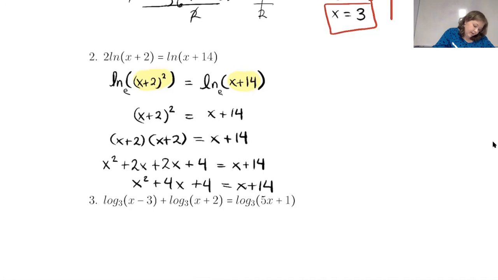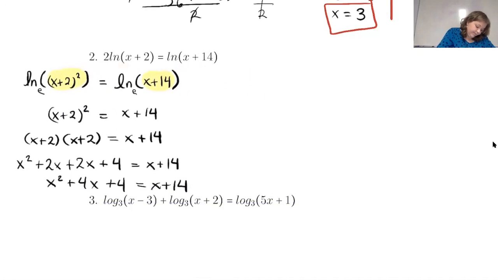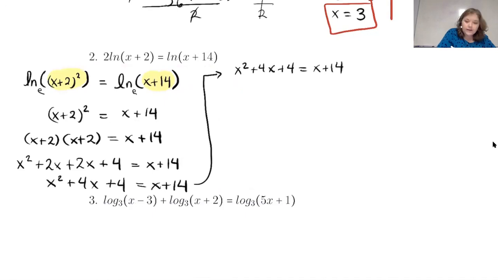Okay, so I'm going to move this over a little bit to give myself more room, and then write it up here. And so I will move everything to one side, so it is set equal to 0. So subtract x from both sides and subtract 14 from both sides. And get x squared plus 3x minus 10 equals 0.